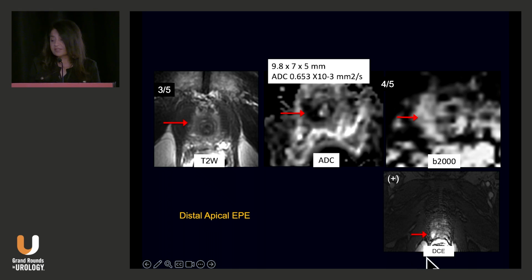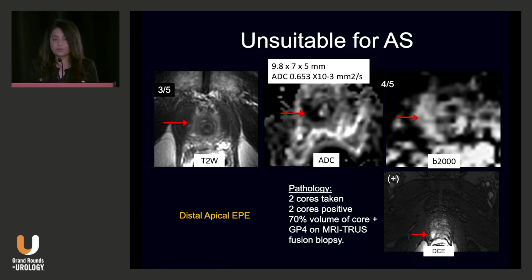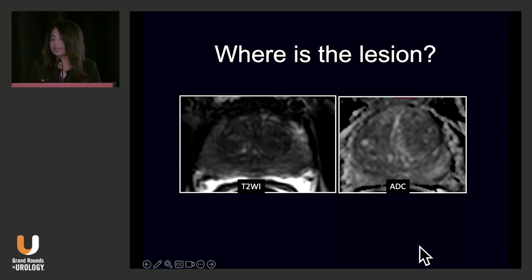And this had focal enhancement that extended inferiorly. So there was distal apical extraprostatic extension in this case. So this man is obviously unsuitable for active surveillance, even though there was a vague lesion in the right apex. The contrast really helped a lot here because it showed how much the enhancement was extending inferiorly.